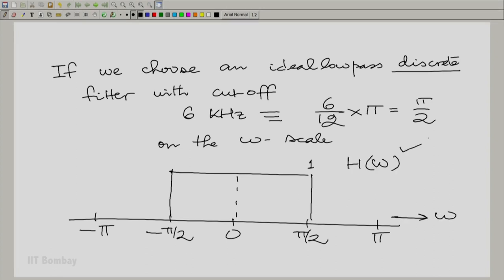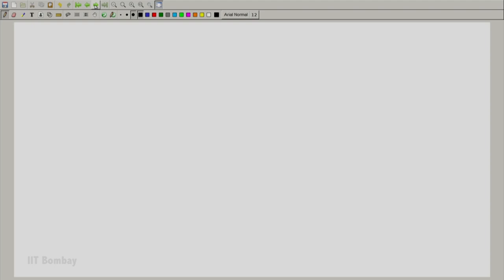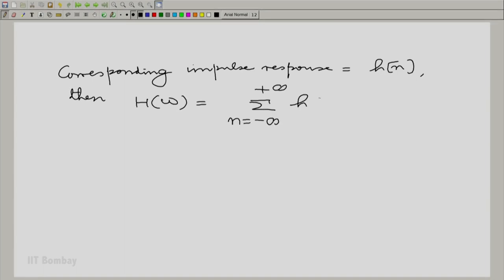This is the H of small omega that we are talking about, 1 between minus pi by 2 and plus pi by 2, and 0 between minus pi and minus pi by 2 and plus pi by 2 and plus pi. Of course, H of omega is the discrete time Fourier transform of the corresponding impulse response. So let us write down that expression too. If the corresponding impulse response is small h of n, then this is the discrete time Fourier transform of the impulse response.